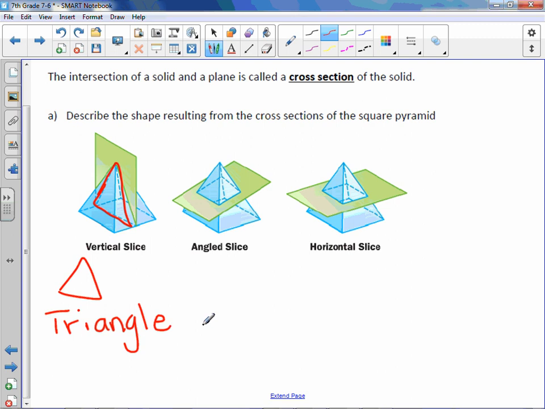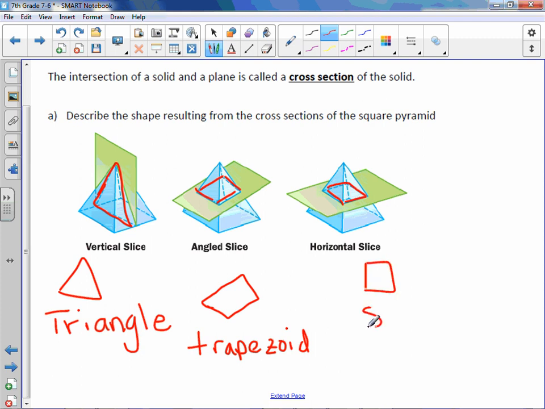Now the angled one, it actually is forming a different type of shape. See if I can draw that a little better here. There we go, which is a trapezoid. And this horizontal one, which is parallel to the base, which, by the way, is a square in this square pyramid, would be a square cross-section.